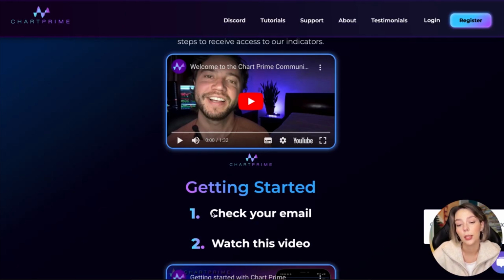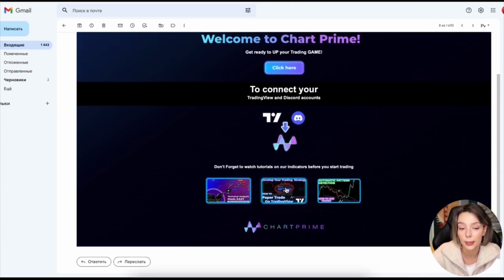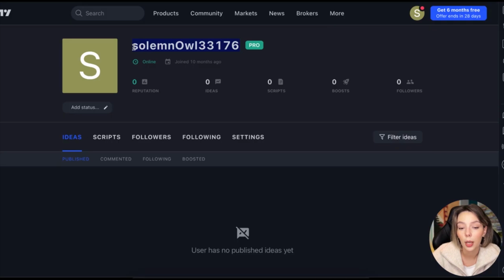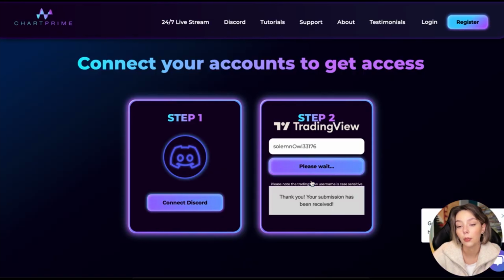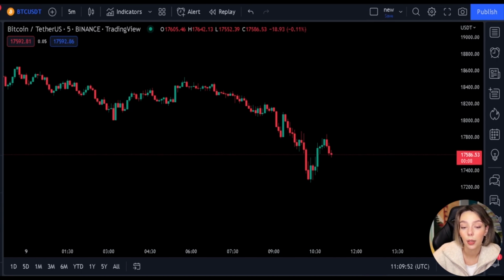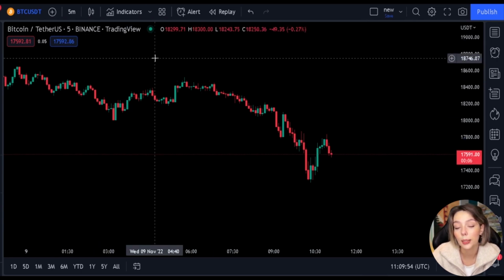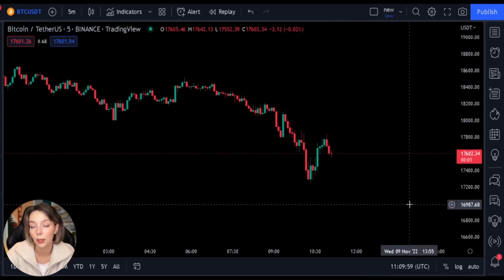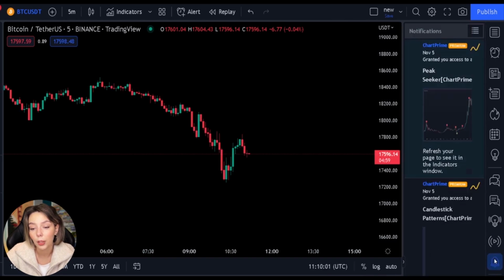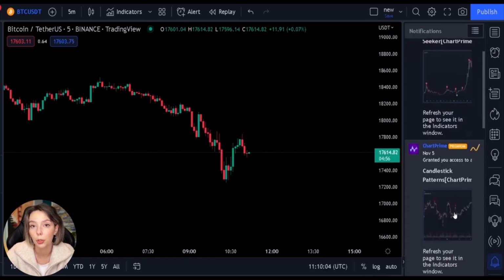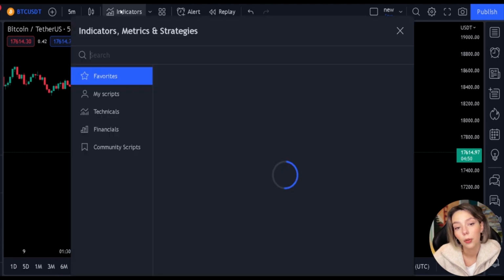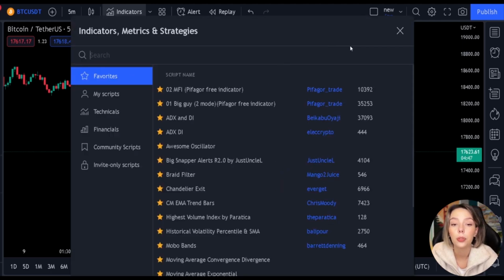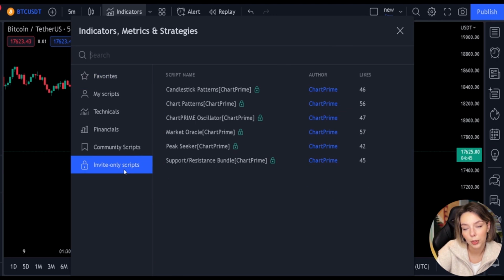After purchasing the indicator, we need to activate our TradingView account in the Chart Prime system. Just paste our nickname from our TradingView profile into the Chart Prime website. Now the indicators are activated and we can move on to the settings section. As you can see now in my TradingView account, after clicking the notification button, all notifications from the Chart Prime Premium model appear. Now we click on the indicators button and go to the invite only script section.